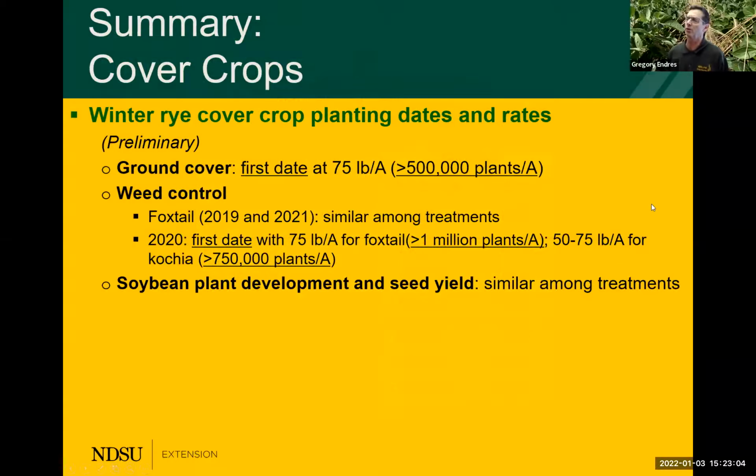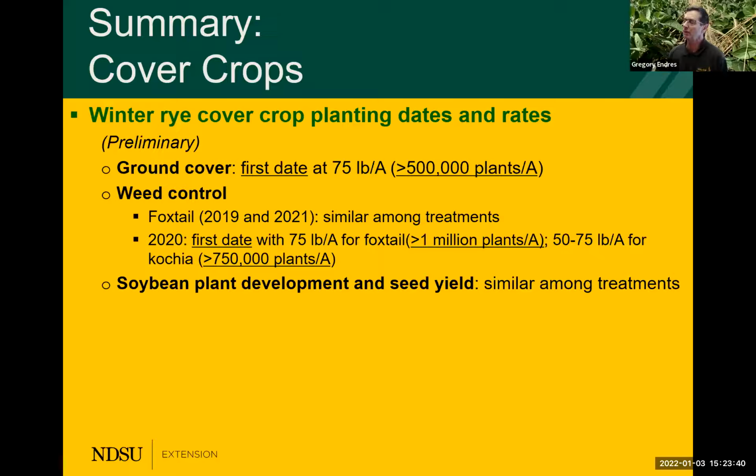To summarize our work after the first 3 years, on ground cover, we'd encourage you to plant early and plant at the highest rate, certainly to achieve greater than 500,000 plants per acre. On weed control, 2020 was our key year, and where we saw differences in treatments, and that's because we had higher plant densities. And so we found that with foxtail, we should plant earlier, plant in September with a higher rate, and try to achieve over 1 million plants per acre.